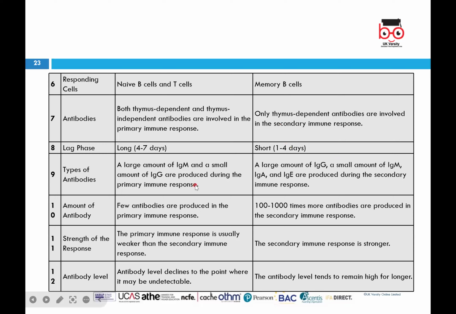What are the types of antibodies? For the primary response, we talked about IgM and a small amount of IgG. Whereas in the secondary response, you have a large amount of IgG, a small amount of IgM, then you have IgA and IgE also. Okay, so just think about MEGA. MEGA is IgM, IgE, IgG, IgA.